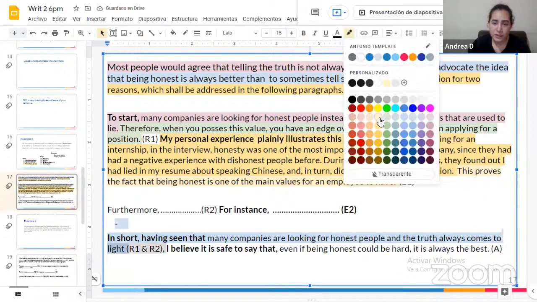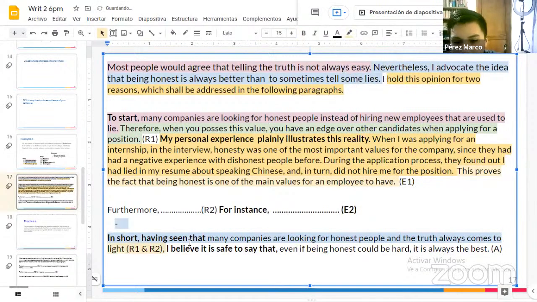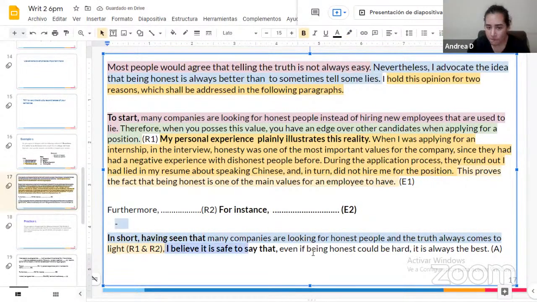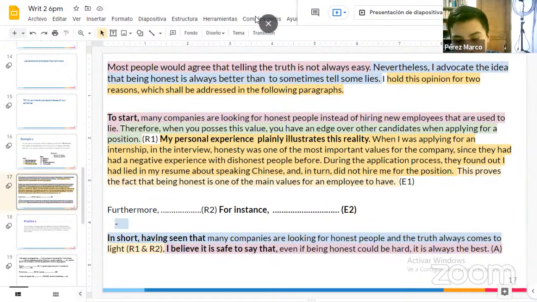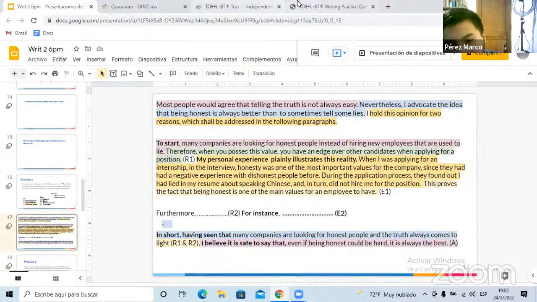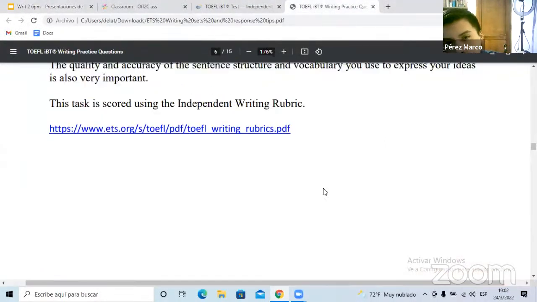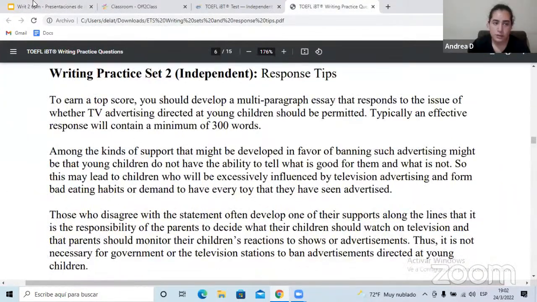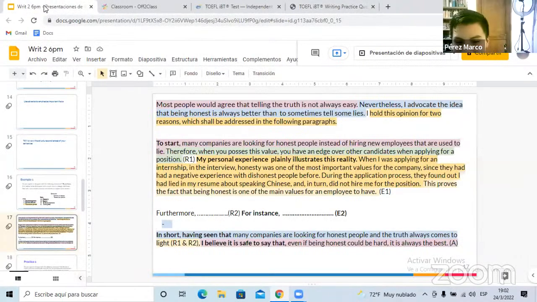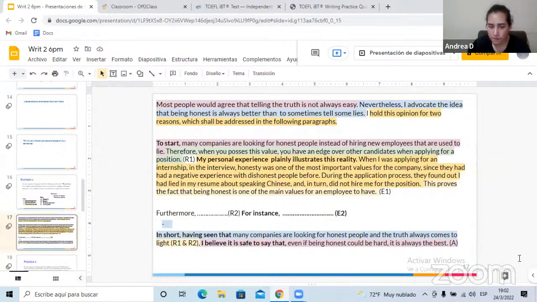There are some things that I wanted to say. Sorry. Yes, Marco, tell me. Okay, at the beginning of the class, you showed us a rubric of the ETS about how they grade this part. Can you send us the link, please? Yes, of course. I'll send you this link. No problem. Thanks. Any other question? Any other thing?